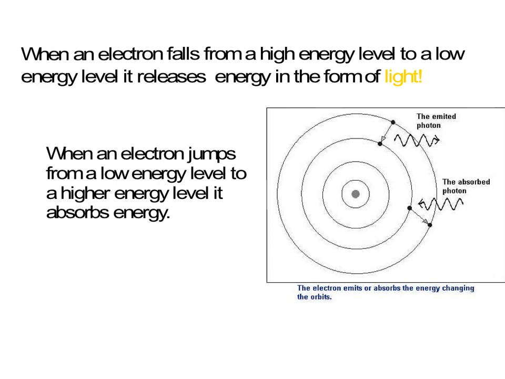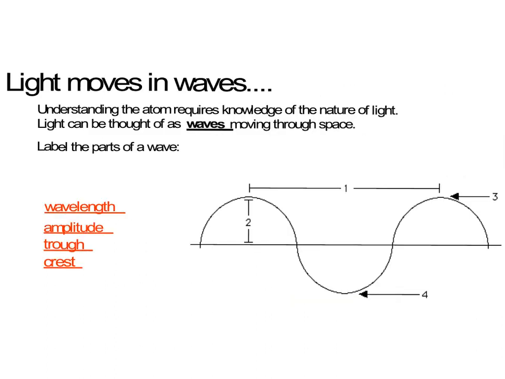When your electrons jump, they jump from low to high because they are absorbing energy. So when energy comes in, the electron absorbs it, and they jump up to higher energy levels.